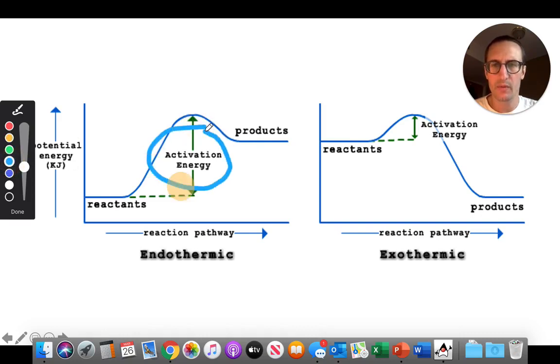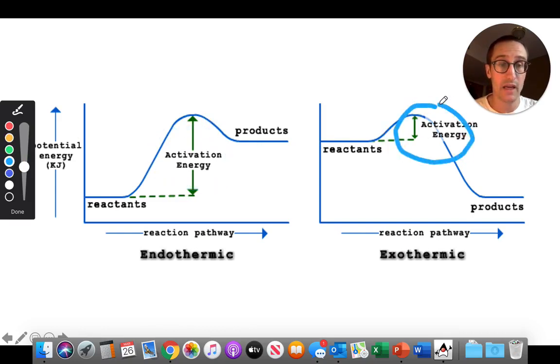Also point out this bit about activation energy. And so remember we said that we have to put energy in to break bonds. And so this activation energy is really the amount of energy that we have to put in to break those chemical bonds. And sometimes we have to put in a lot of energy to break those chemical bonds, and sometimes we only have to put in a little bit of energy to break those chemical bonds.